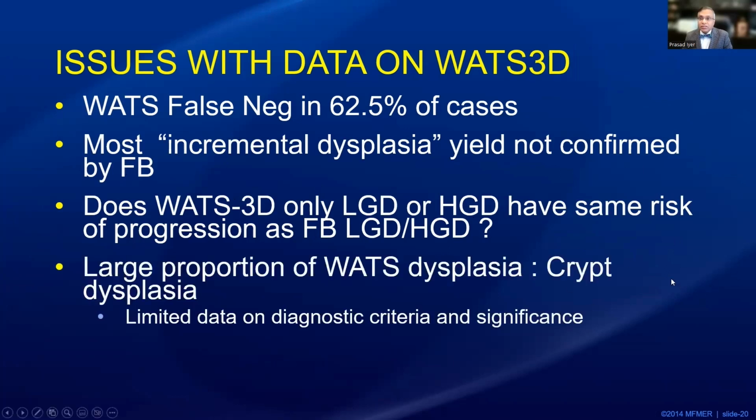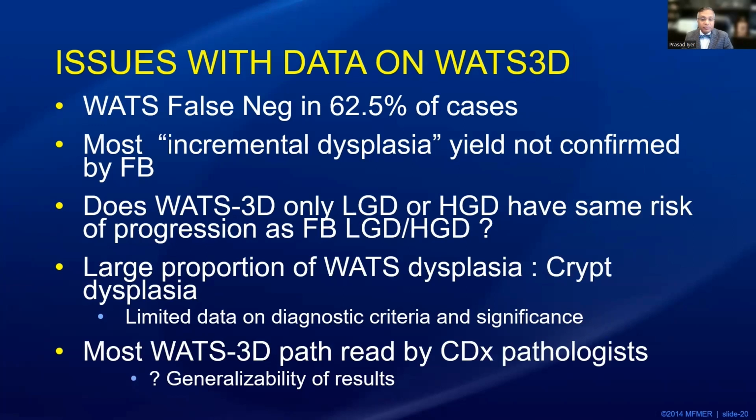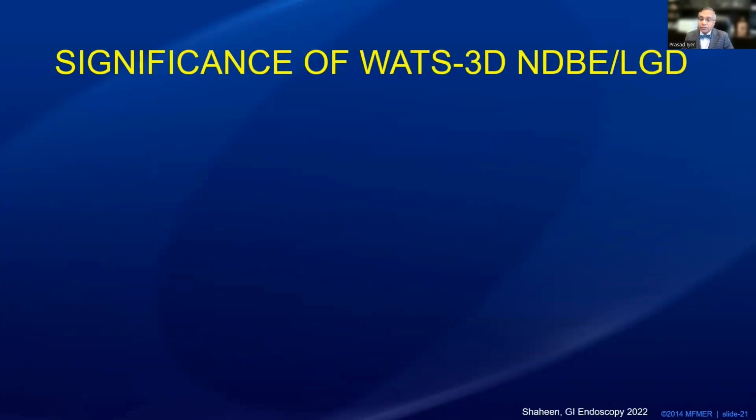And as you can see, there was a wide discrepancy between the total dysplasia and the high-grade dysplasia incremental yield, and that is because of the large proportion of Watts dysplasia being reported as crypt dysplasia, on which we have limited data in terms of its diagnostic criteria and significance. And of course, importantly, most of this pathology has been read only by pathologists employed by the company, and therefore we are still waiting for data on how generalizable these results are.